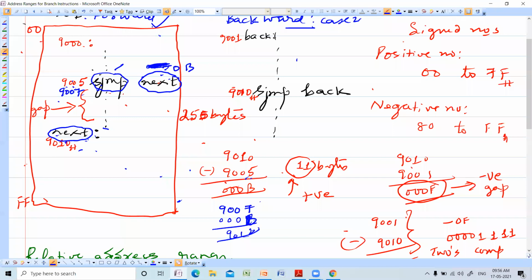That is just by adding whatever number is there. This is 9012. Suppose 0B is here. What is that 0B? That is the particular gap. For 9007, which is the content of the program counter now, if you add that 0B you are going to get 9012. So 9012 is nothing but this particular address. That is how the branch address is found.